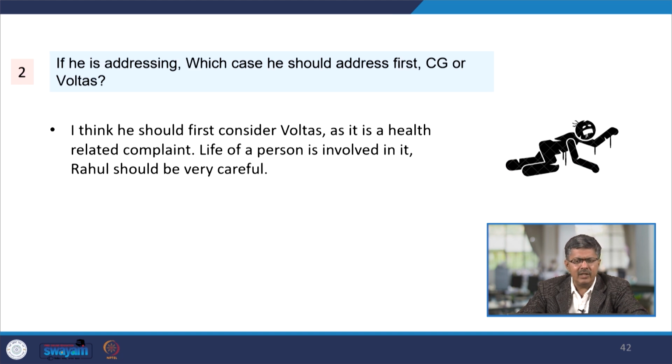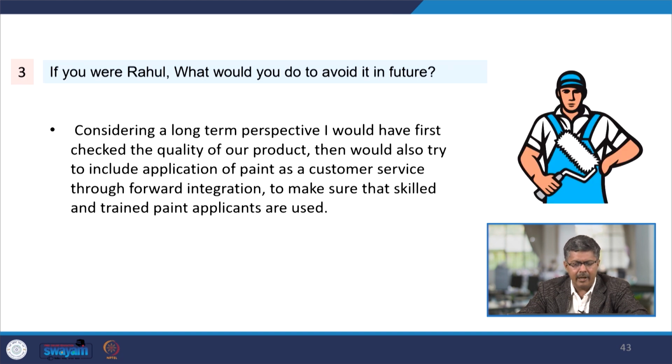If he is addressing which case should be addressed first, he should maybe first address the case of Voltas as it is a health related complaint, right. The life of a person is involved in it. Rahul should be very careful because this kind of issue can trigger a much negative word of mouth, because that is directly concerned to the health of people, right. So, that should be immediately handled, or if simultaneously both can be handled, nothing like it.